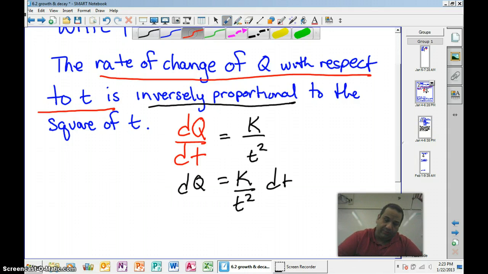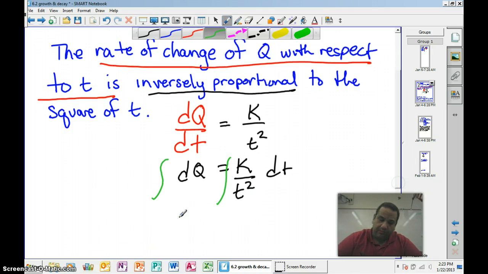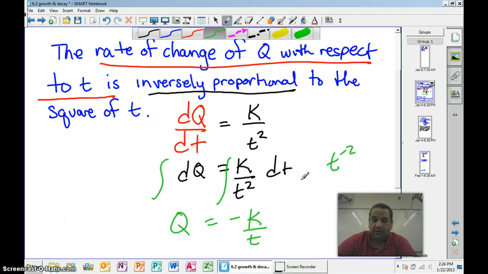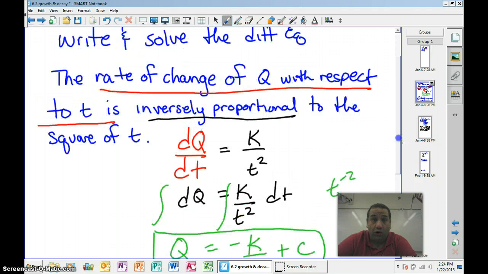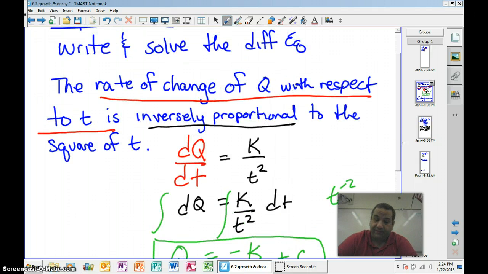When I take the integral of both sides, I'll do it in green here, I'm going to get big Q here. The k I can bring out in front. So this is really t to the negative 2. So it's going to be negative k over t. Remember, that was t to the negative 2. You take the integral, it's negative 1 times the negative 1. Put it back. So this is what I get, plus c. So that is getting from a proportion, writing and solving a differential equation.